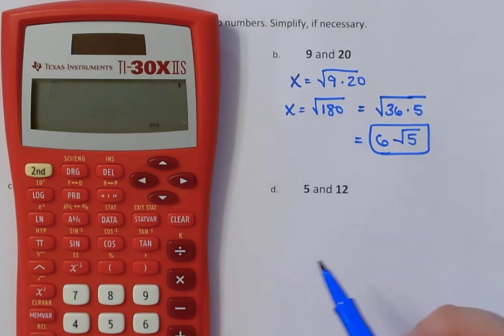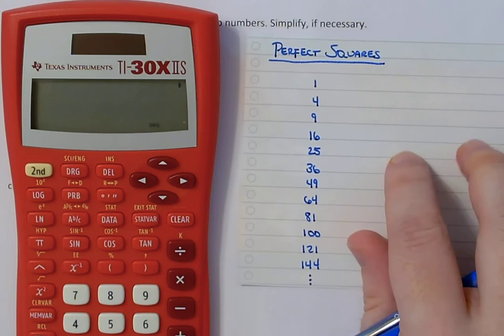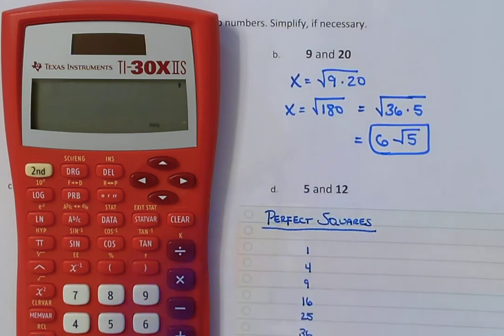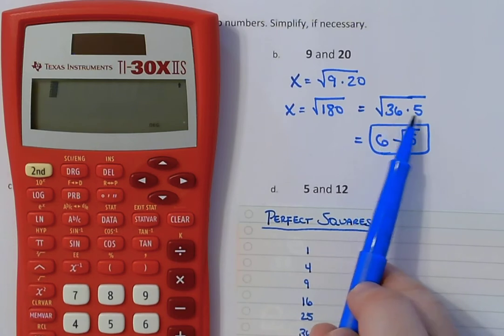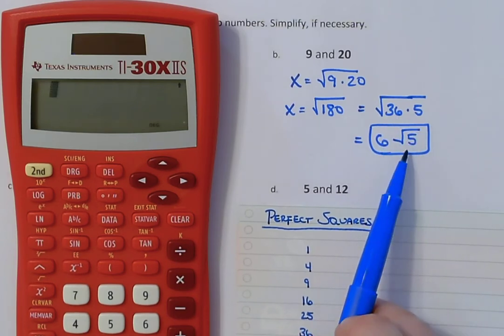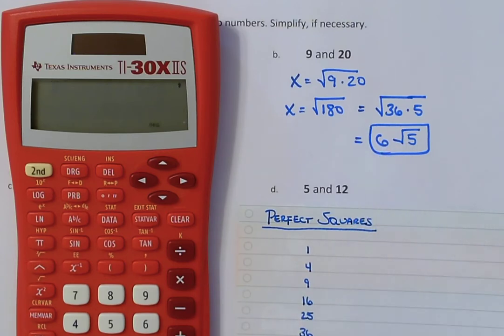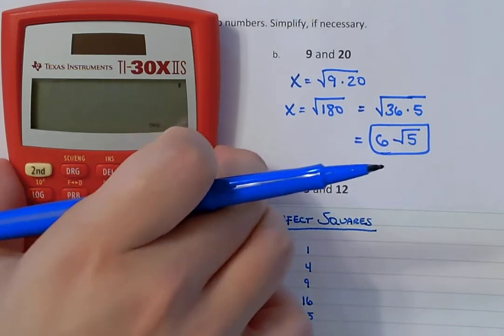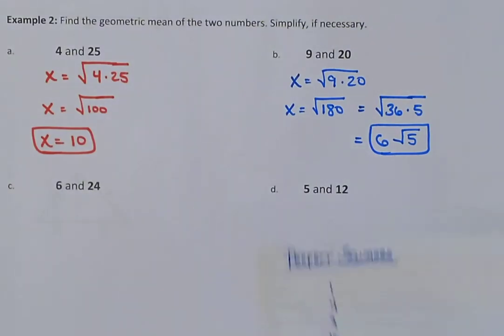So again, when you are going through and simplifying a square root, and we'll practice another one, you have to figure out what is the largest perfect square that we can divide into this number. In this case, we found it to be 36. And then that remainder part 5 is going to remain as the square root. And then the other part should simplify down to a whole number. So 6 times the square root of 5 is our answer for part B.